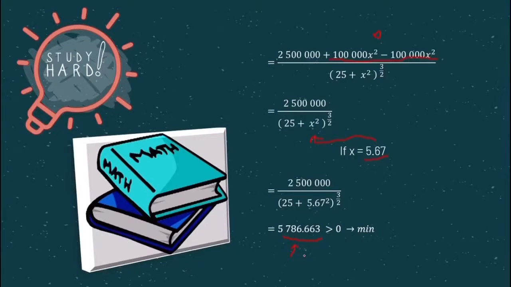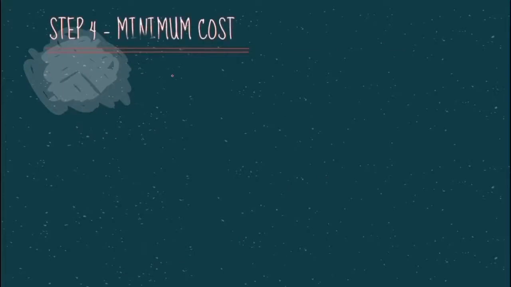5786.663 is actually a test value, so we can use this value, and we also can see this value is more than 0, so that means the value of 5.67 is the minimum value. For our last step, we need to determine the minimum cost for installation of the pipe.